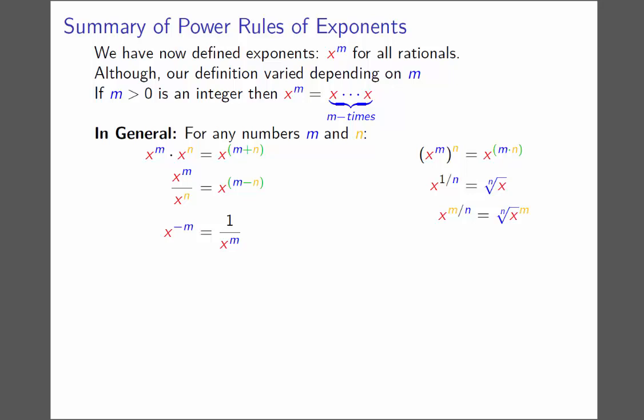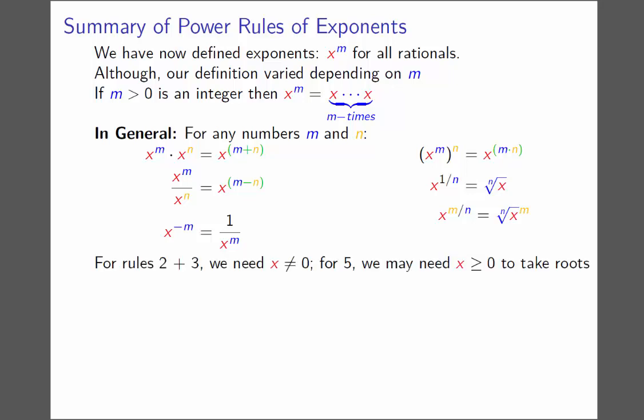Now, for rules 2 and 3, we're doing division by x, so we need to make sure that x is not 0. And for 5, we may need that x is bigger than or equal to 0 to take roots. For example, if n is 2, to take the square root, we need x to be bigger than or equal to 0. But if n were 3, then to take the cubed root, we have no restrictions on x.